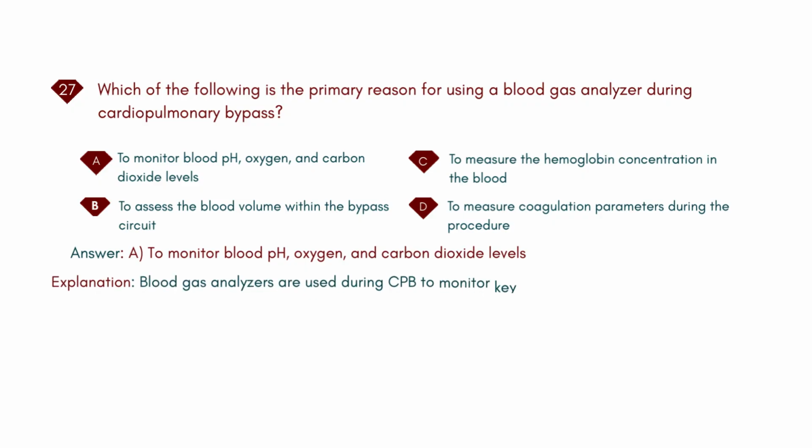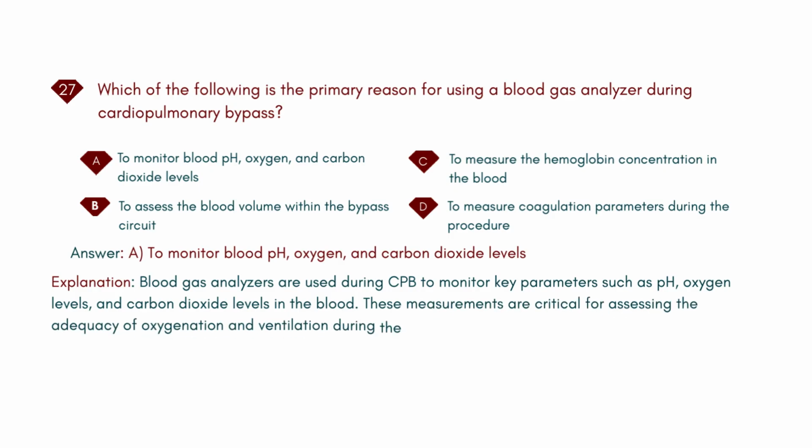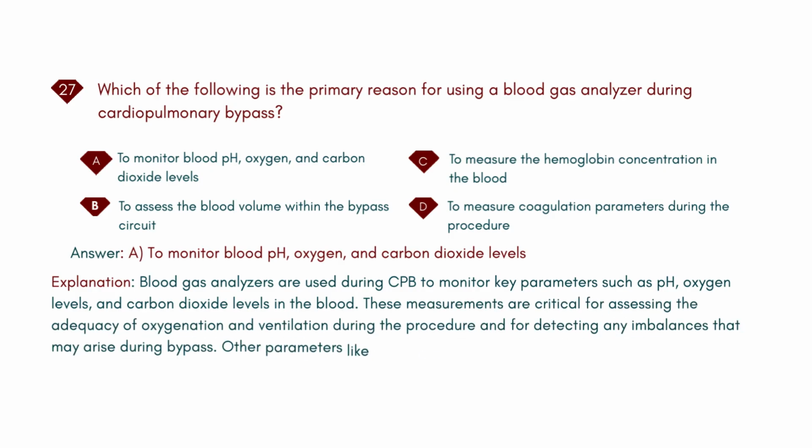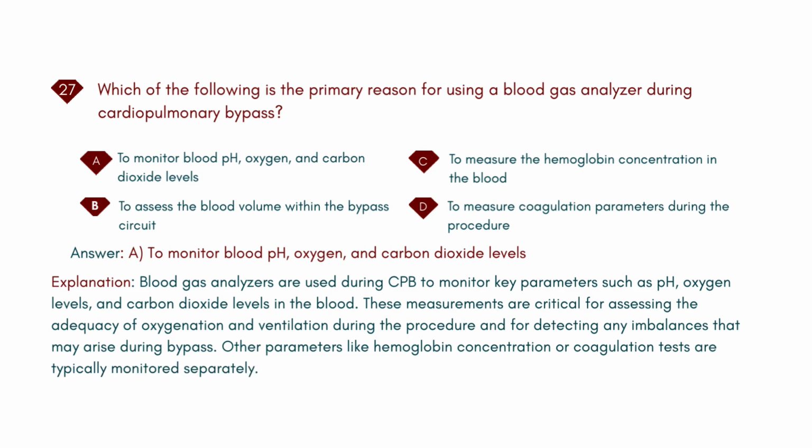Explanation: blood gas analyzers are used during CPB to monitor key parameters such as pH, oxygen levels, and carbon dioxide levels in the blood. These measurements are critical for assessing the adequacy of oxygenation and ventilation during the procedure and for detecting any imbalances that may arise during bypass. Other parameters like hemoglobin concentration or coagulation tests are typically monitored separately.